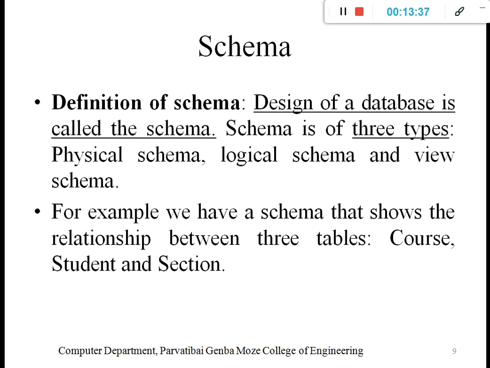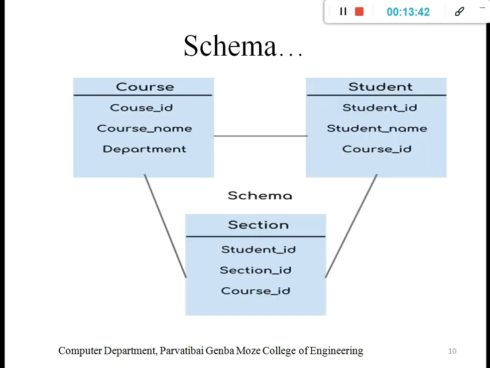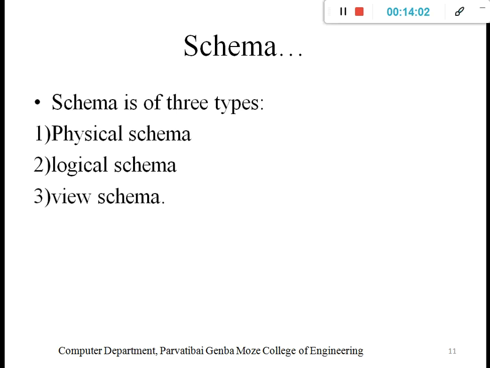The schema has three types: physical, logical, and view schema. What exactly is this schema? This is actually the logical schema, because it shows one logic. Course is related to student, student is related to section, and section is related to course. That's why it's logical, one type of relation shown with this schema.